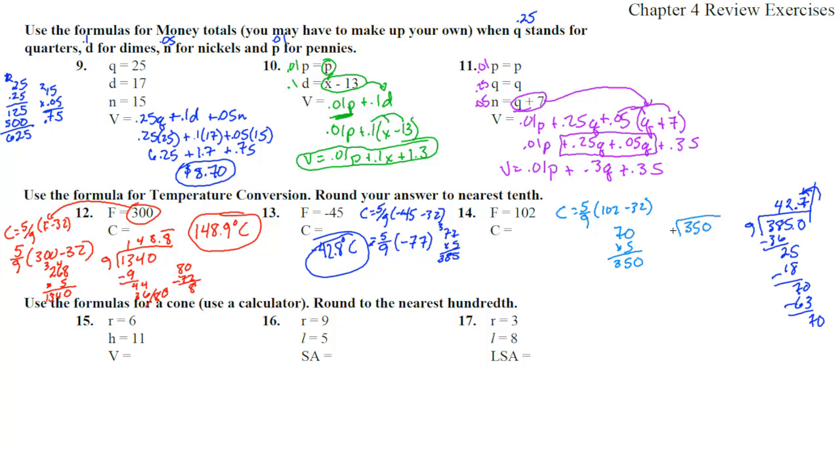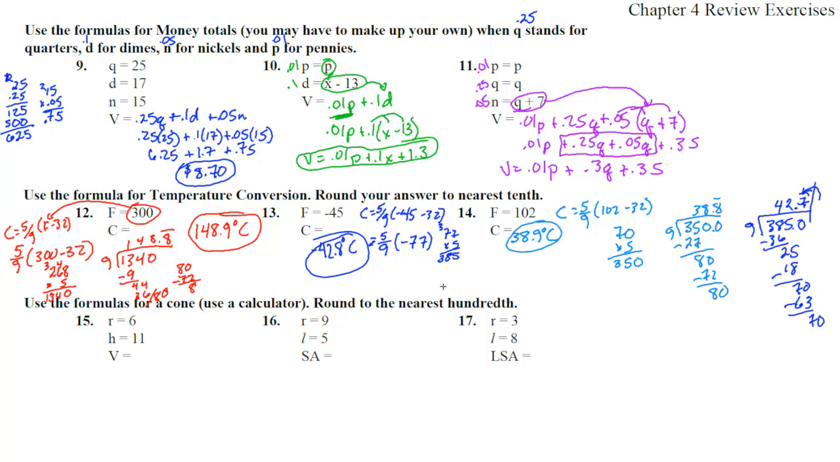350 divided by 9. 9 goes into 35 4 times. 4 times 9 is 36, nope, it doesn't quite go in 4 times. 3 times 9 is 27. Subtract it and we get 8. Drop down the 0. 9 goes into 80 8 times. 8 times 9 is 72. Subtract and we get an 8. So if we put another decimal, we're going to repeat that 8 forever. So 38.888888, so 38.9 degrees Celsius.